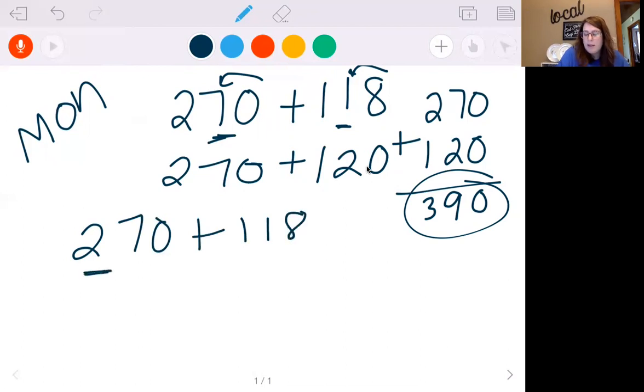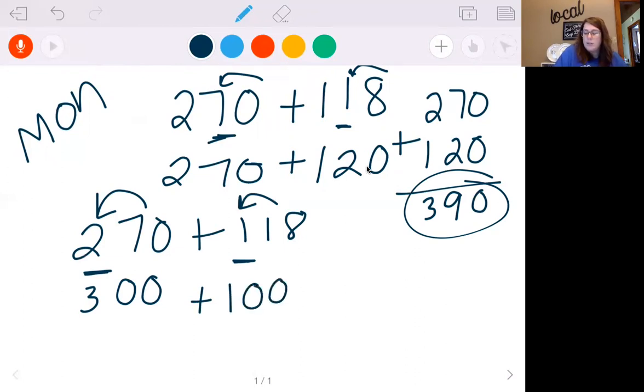I'm going to underline my hundreds place. I'm going to draw my arrows. 7 makes a 2 go up to a 3. Everything after it changes to zeros. 1 makes the 1 stay the same. Everything after it changes to zeros.